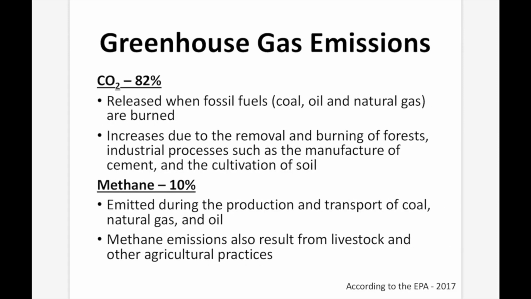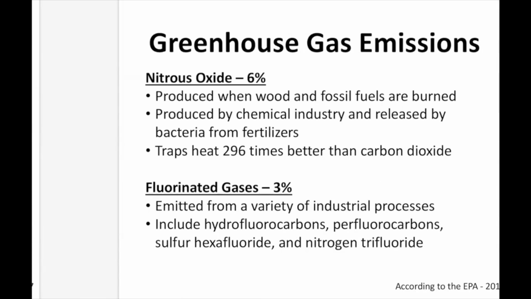So let's talk about the other greenhouse gases. Out of the remaining 5%, 82% of that is carbon dioxide, and that's going to be released when fossil fuels, so coal, oil, and natural gas, are burned. It also increases due to the removal and burning of forests, industrial processes such as the manufacturing of cement, and the cultivation of soil. 10% is going to be methane, which is emitted during the production and transportation of coal, natural gas, and oil. Methane emissions also result from livestock and other agricultural practices.